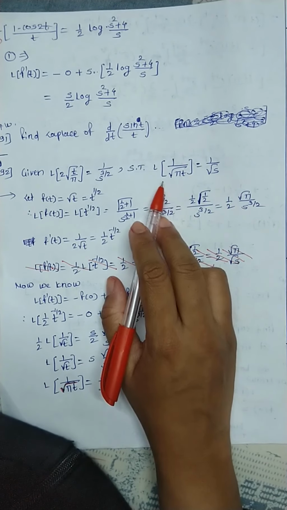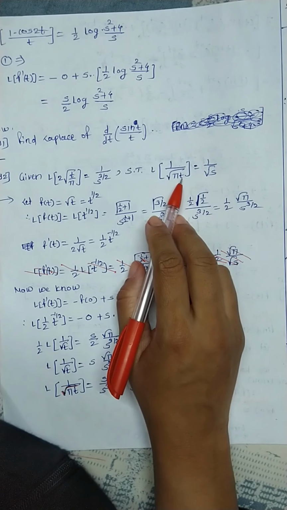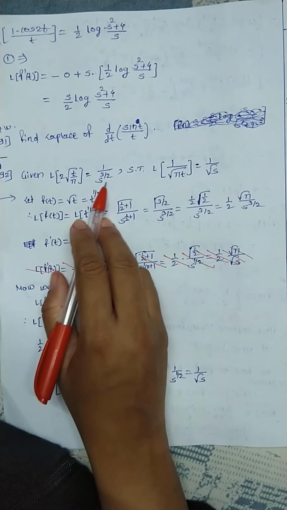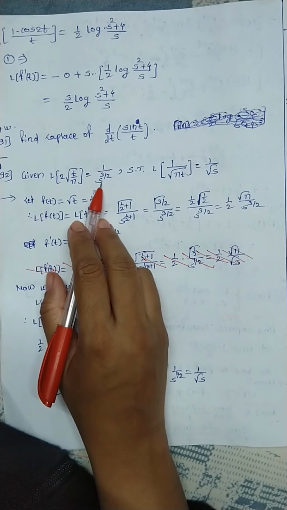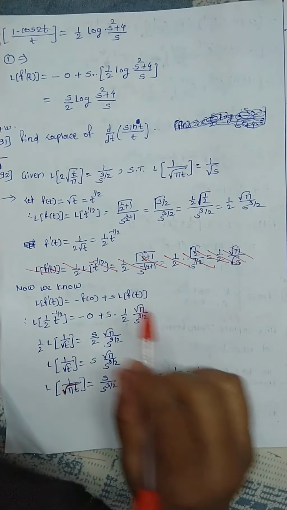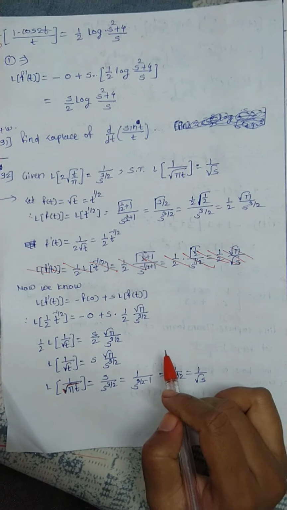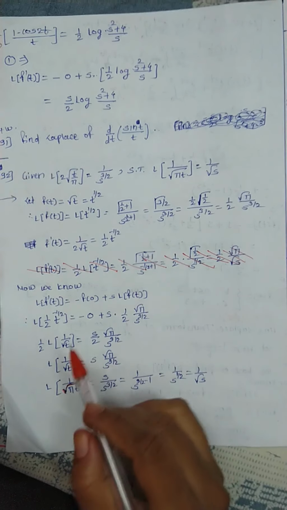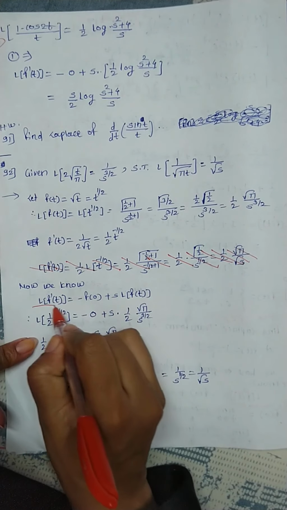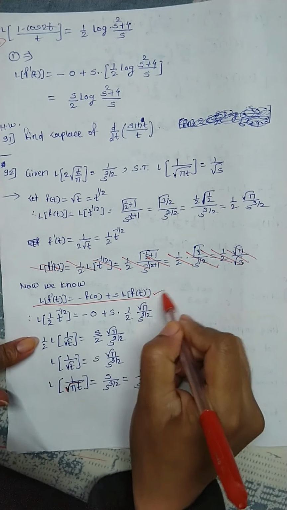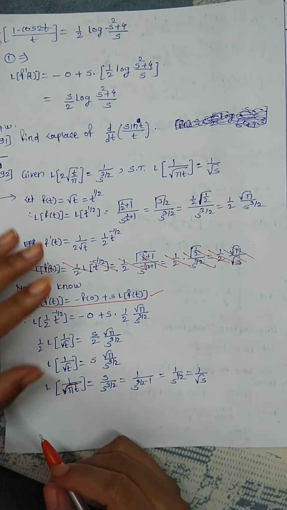Without this, we can directly calculate, but they asked for the given thing. If the given thing is there, we have to use that given thing. That's why we just calculate all these things using this formula. This is the main formula we have just used. This is the application of the Laplace transform of derivative. Now let us see.